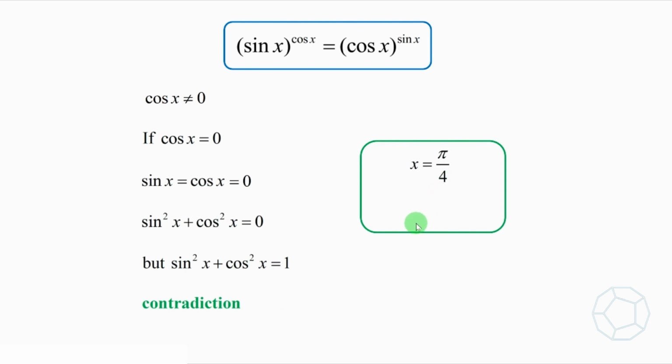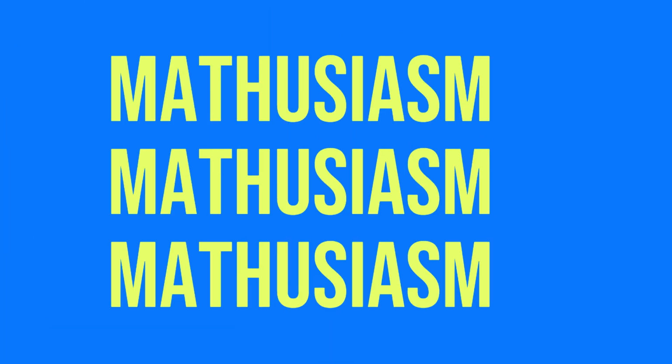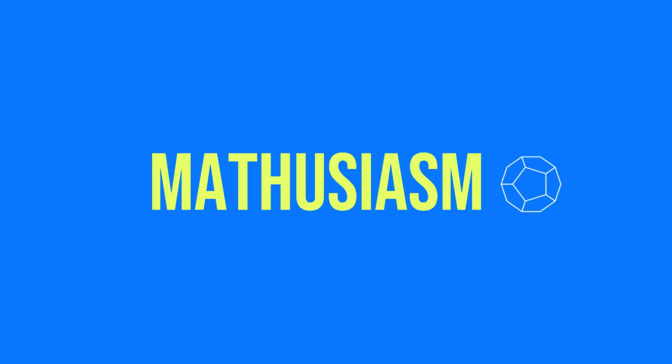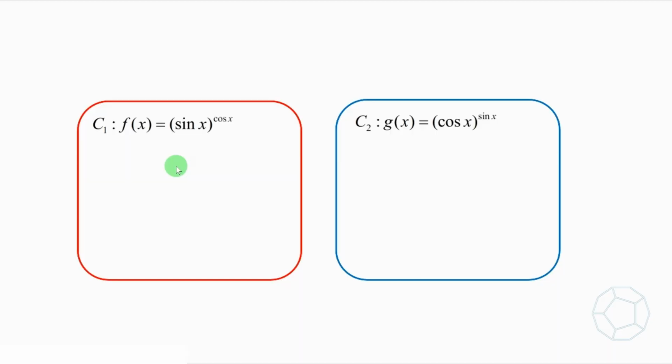Yet, how do we show that this is the unique solution? Let's look at the graphs of C1, f of x is equal to sine x to the power of cosine x, and the graph C2, g of x is equal to cosine x to the power of sine x, in quadrant 1.